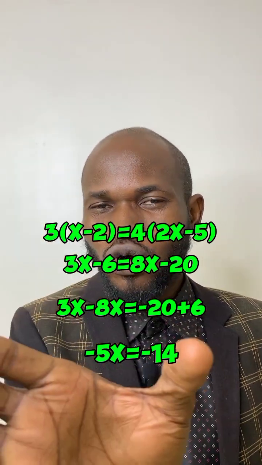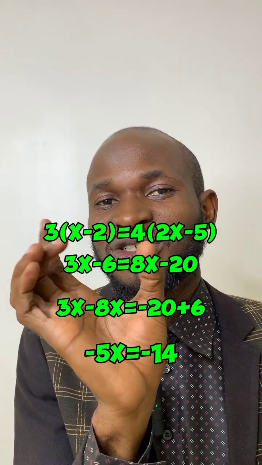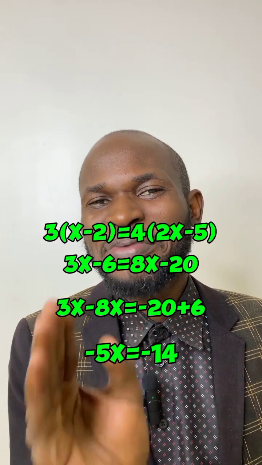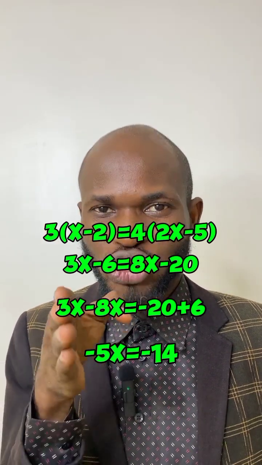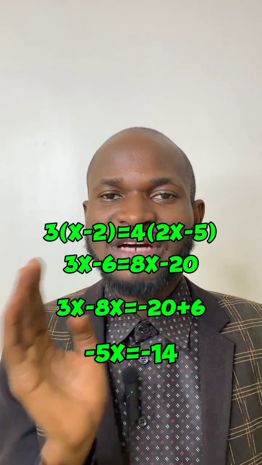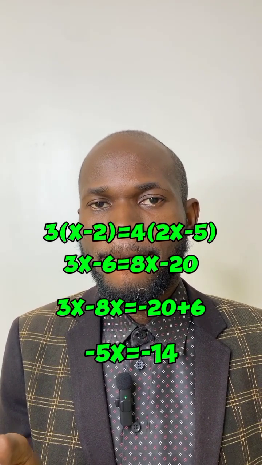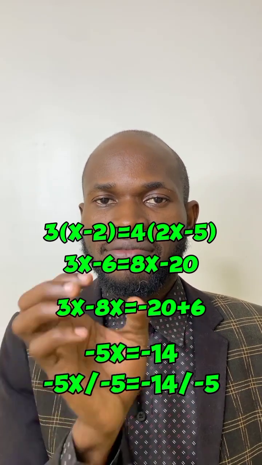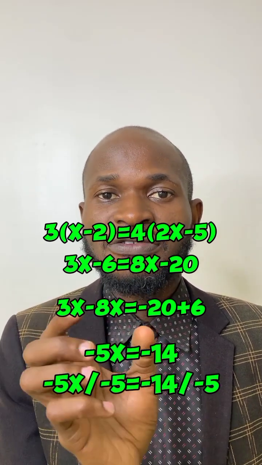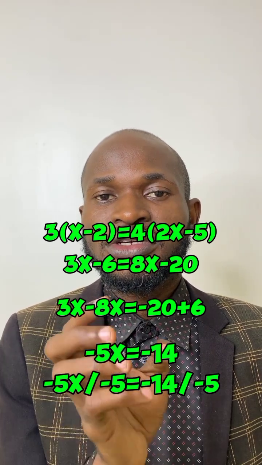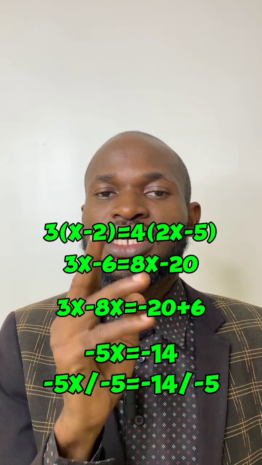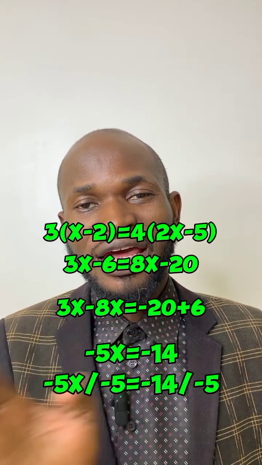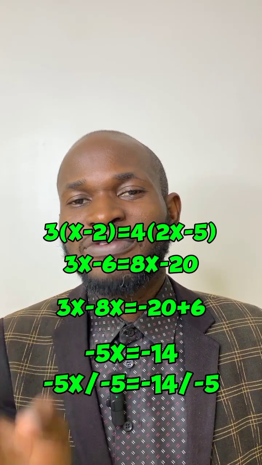So you have minus 5 as a coefficient. So I've told you already that the golden rule that has to do with solving of the equation is to try as much as possible to apply the same basic operation that you do at the left-hand side to the right-hand side. So in this case, we're now dividing both sides of the equation with the number minus 5. If you divide minus 5x by minus 5, you're going to get x. If you divide minus 14 by minus 5, the minus will cancel out the minus. You're no longer having any minus sign. You're left with 14 divided by 5.